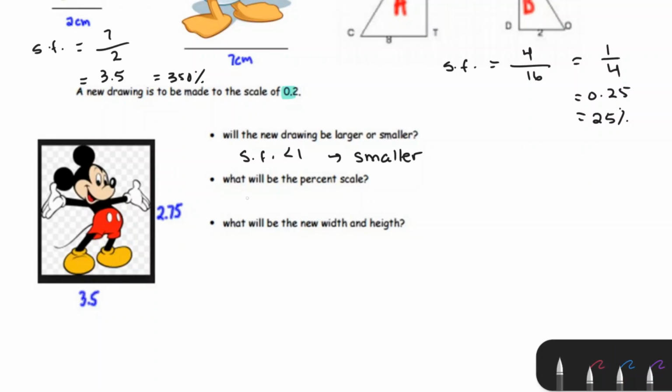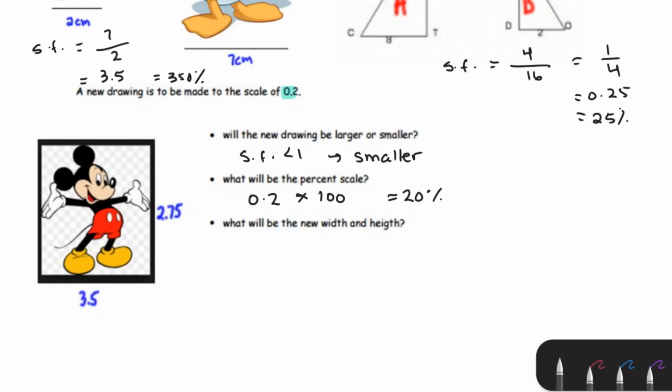My scale factor is 0.2. Again, if I multiply that factor by 100, that's how I get my percentage. And so it's 20%. It's 20% of the original size.